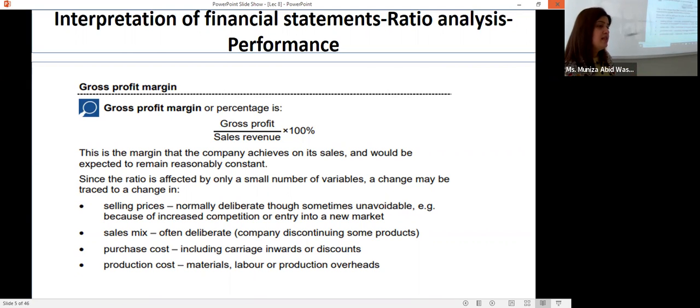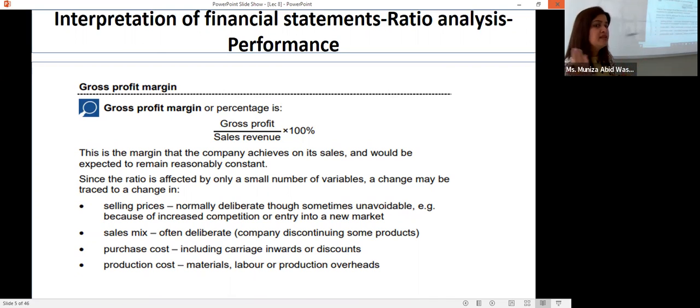So a change in the gross profit margin can be due to a change in the selling prices also. Obviously, if the selling prices are increasing, it means that the gross profit margin is also going to increase. The sales revenue is going to increase. But if the selling prices are increased due to the increase in the cost of sales, then your results are going to remain constant.